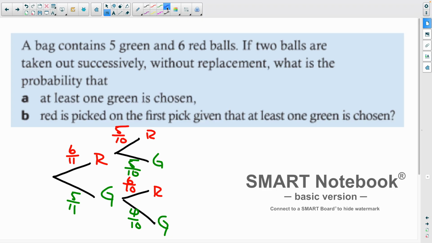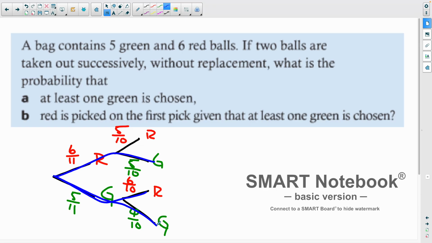I want at least 1 green chosen. How many paths take me to 1 green chosen? 3 paths. I could go red, green. I'd have at least 1 green. I could go green, red. I'd have at least 1 green. Or I could go green, green, and I'd have at least 1 green. So I need to do all 3 of those paths.